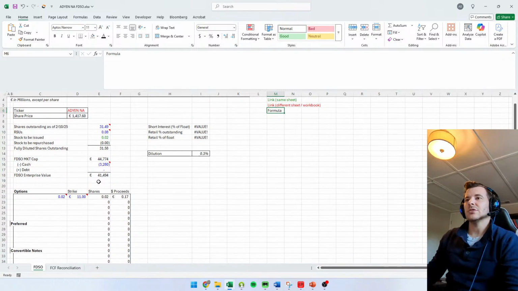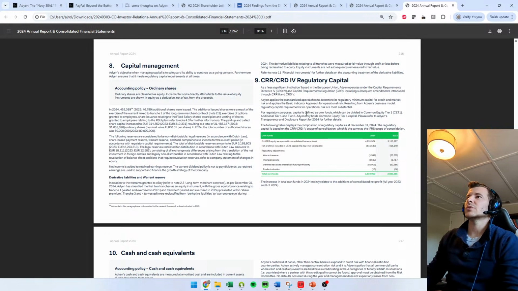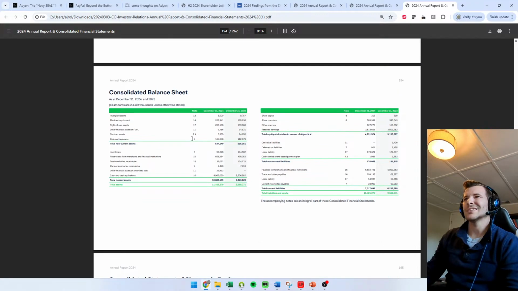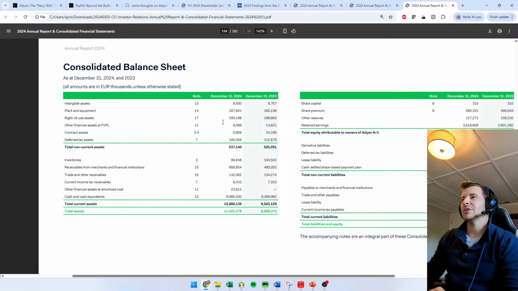Here's the fully diluted shares outstanding. We also wanted to adjust for the cash balance Adyen had, and this part is just slightly tricky. So we're looking at page 194 here because I've already done this work. If you look at page 194, you'll see the balance sheet. This is for Adyen from their annual report. I think I've already linked it in my Substack piece. And if you look here, you'll see that they have cash and equivalents of 9,965,030.